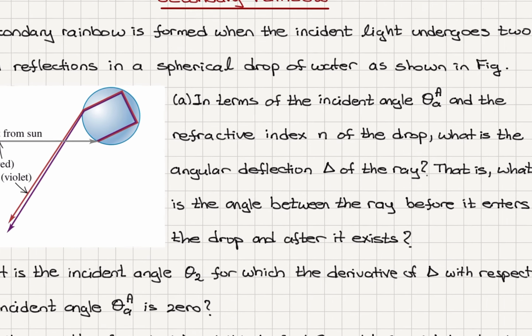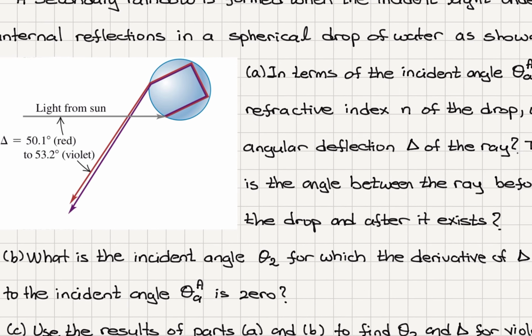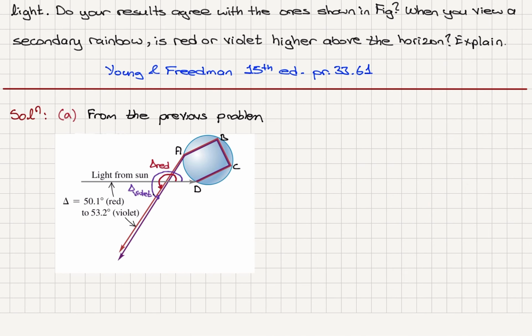In terms of the incident angle theta sub A at point A and the refractive index n of the drop, what is the angular deflection of the ray? That is, what is the angle between the ray before it enters the drop and after it exits? So the angle between these two. Okay, so let's take a look at this situation.